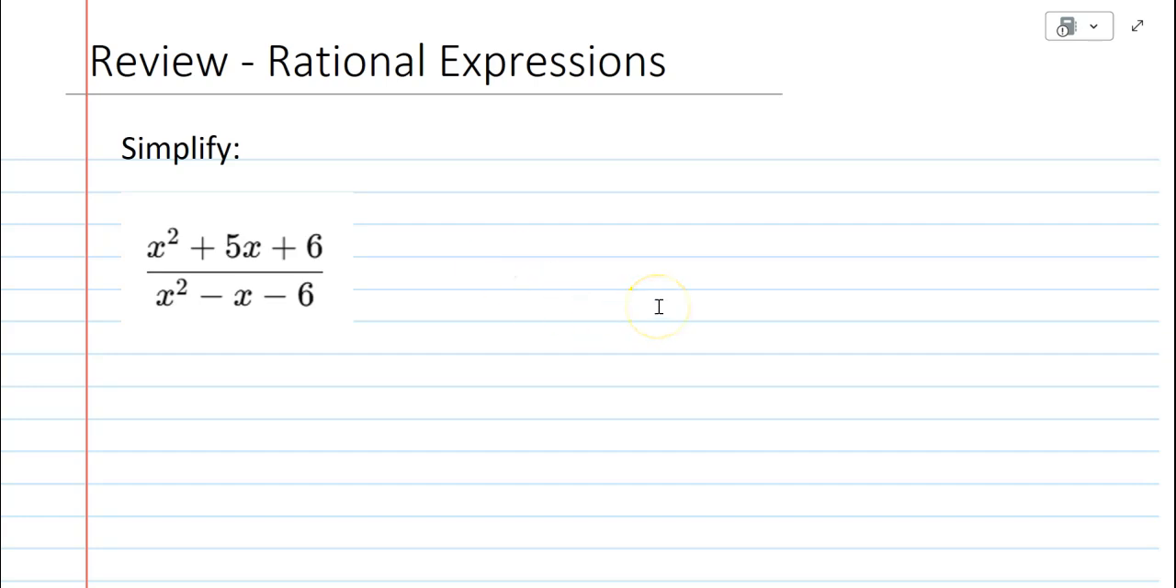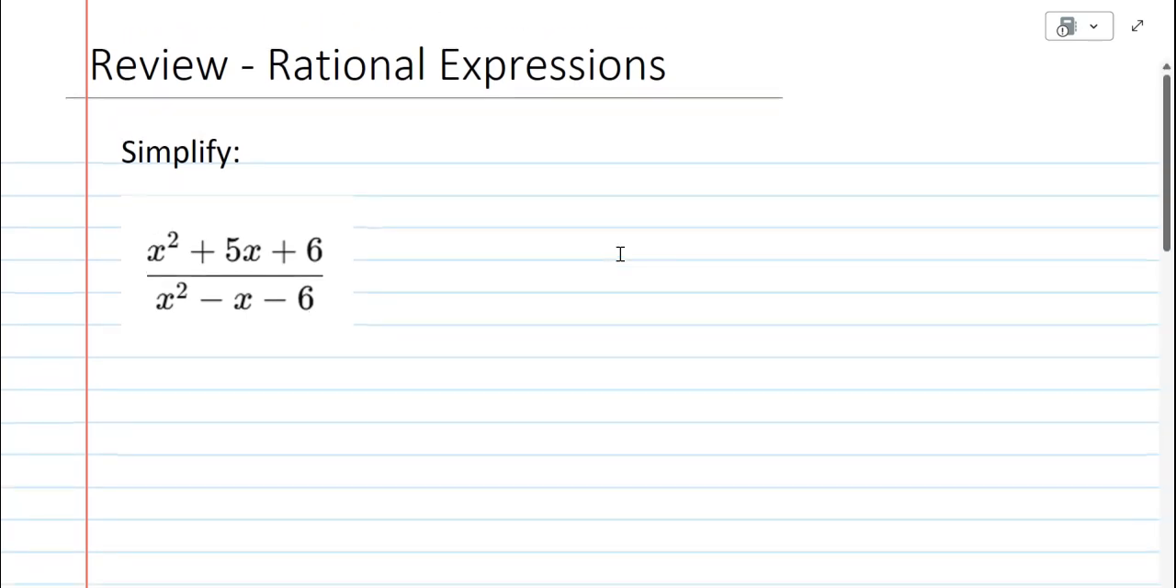Now for today, we're going to do a review of rational expressions. This is for the final exam review, and this is specifically for the grade 10 level. Okay, let's go through it. Simplify, we have this expression. We want to simplify this rational expression.